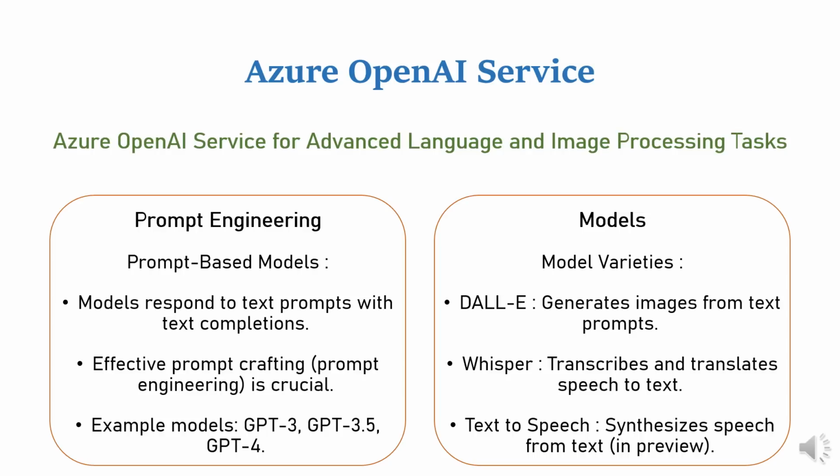Prompt engineering. Prompt-based models. Models respond to text prompts with text completions. Effective prompt crafting is crucial. Example models: GPT-3, GPT-3.5, and GPT-4. Model varieties: DALL-E generates images from text prompts. Whisper transcribes and translates speech to text.